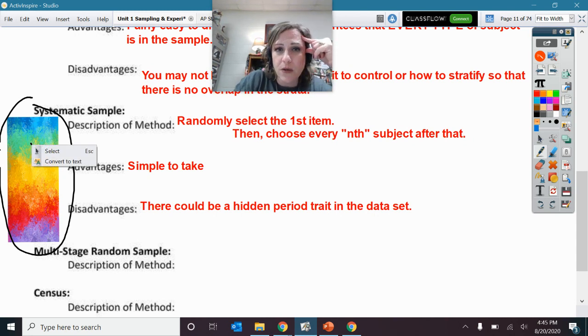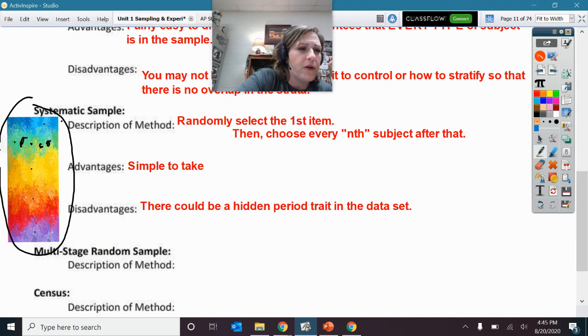Okay, so now that I'm starting with the green, I want you to choose every fifth color after that. Okay, so watch how this goes. Here we go. There's my starting point. 1, 2, 3, 4, 5. I landed on green again. 1, 2, 3, 4, 5. I landed on green again. Again, 1, 2, 3, 4, 5, and I landed on green again.